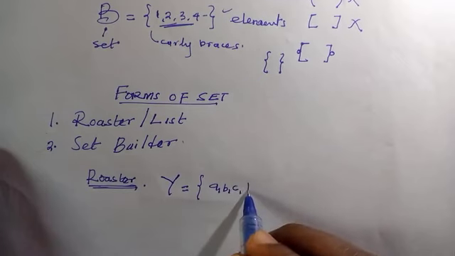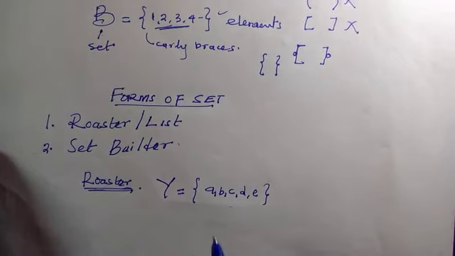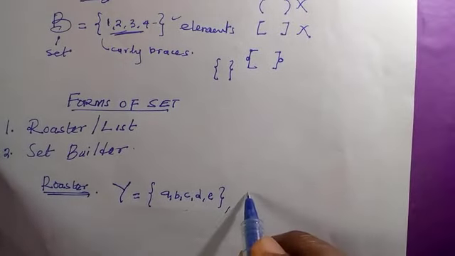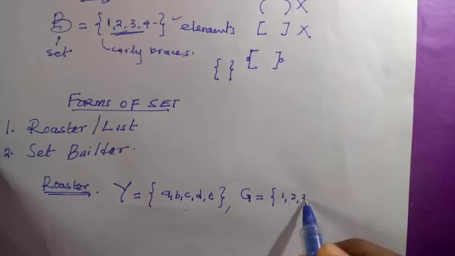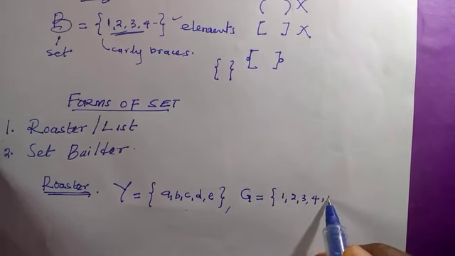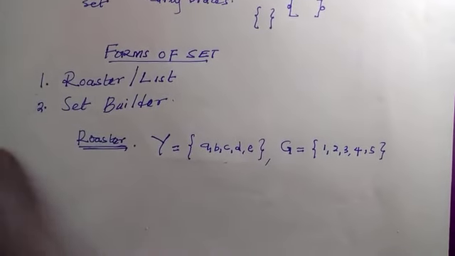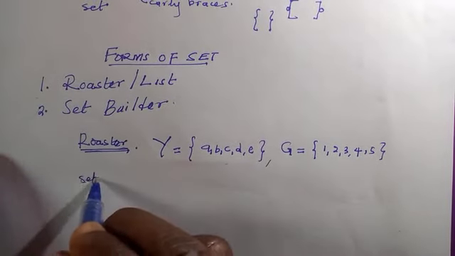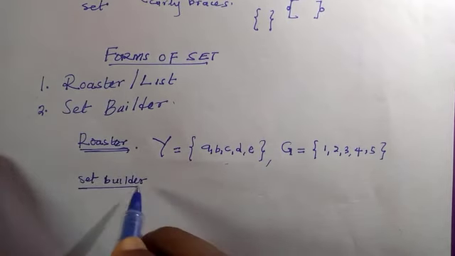Suppose you have Y equals to a, b, c, d, e. All these have already been listed. If you have set G equals to 1, 2, 3, 4 and 5, all these are also rostered already. So I'm giving two examples, in alphabet and in number. So what of set builder?